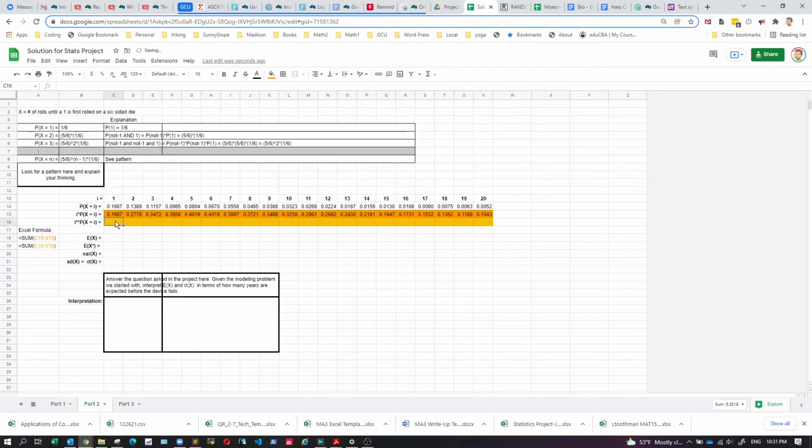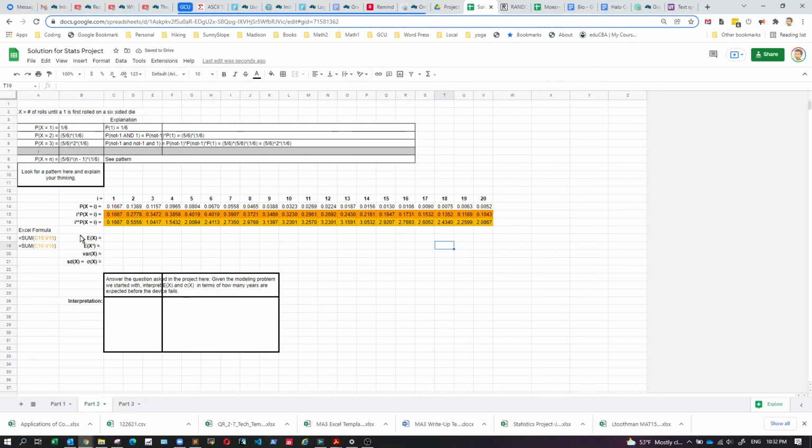Okay, and same thing here. So equals this squared times this probability. And again, we'll get it down to 4 decimal places. Okay, get it across there. All right, and there we go.